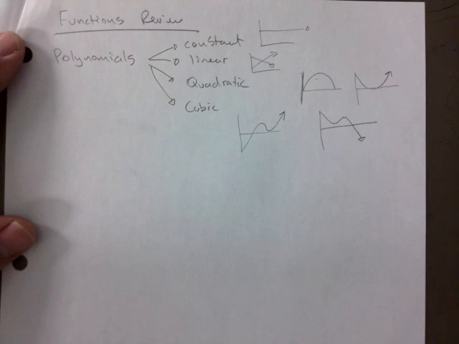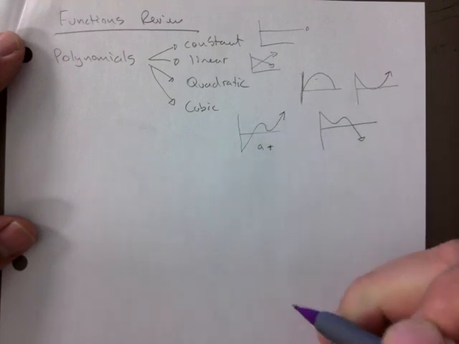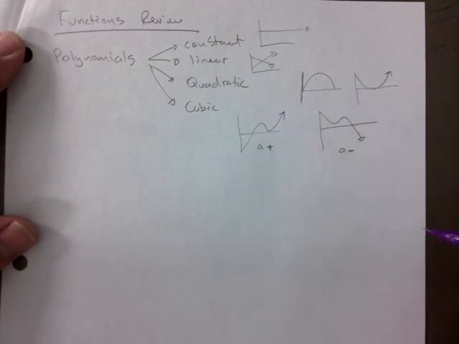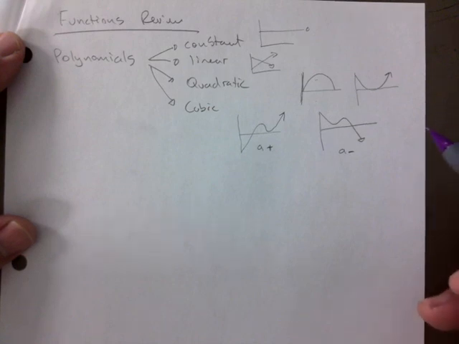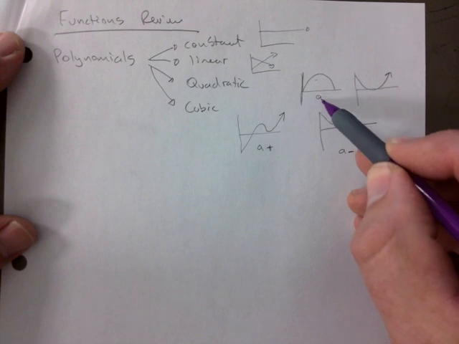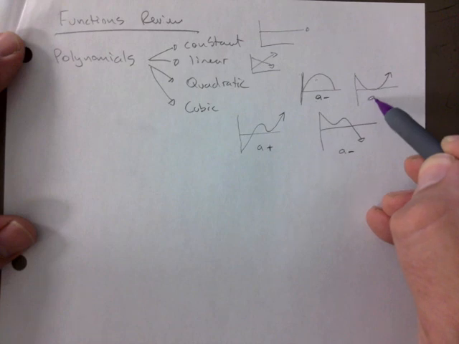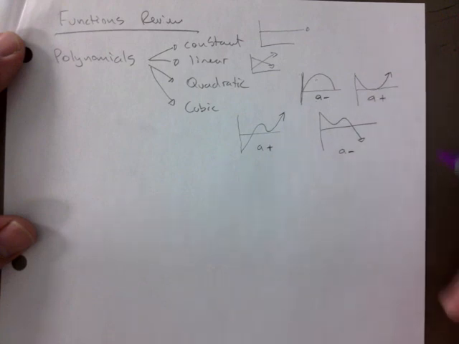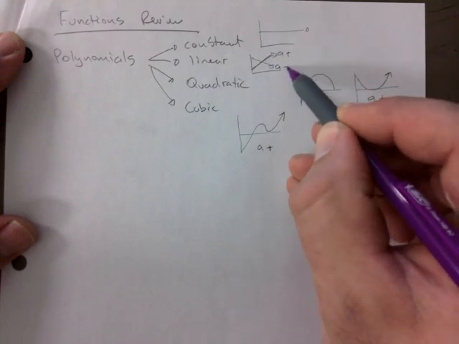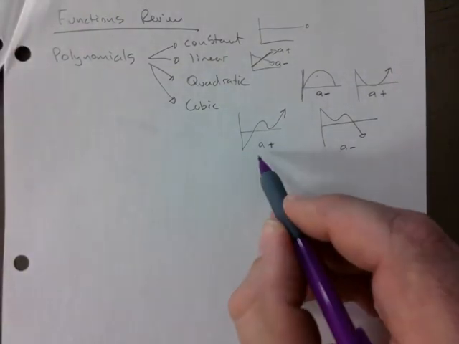This one would be A is positive, right? If A is positive, you know that's going that way. If A is negative, you know that the function is going to go down. With a quadratic, which way is this? If it's opening down like this, A is negative, A is positive. So that's something to review. If a linear, if this is going up, A is positive, A is negative. That's the leading coefficient.